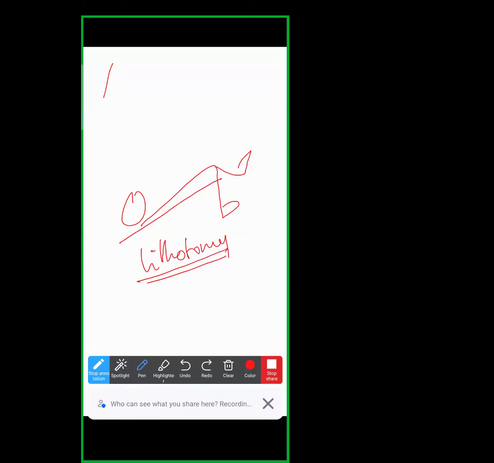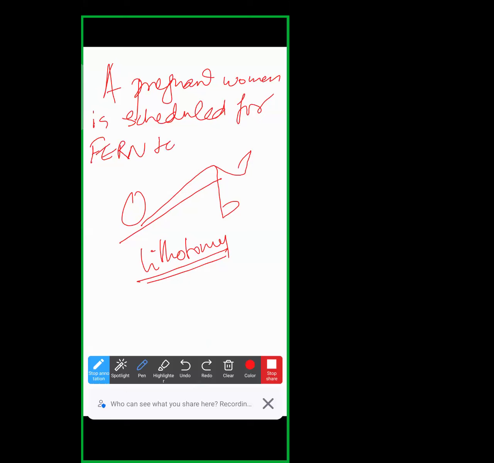For example, a pregnant woman is scheduled for Fern test, F-E-R-N. What position will be best during this procedure?